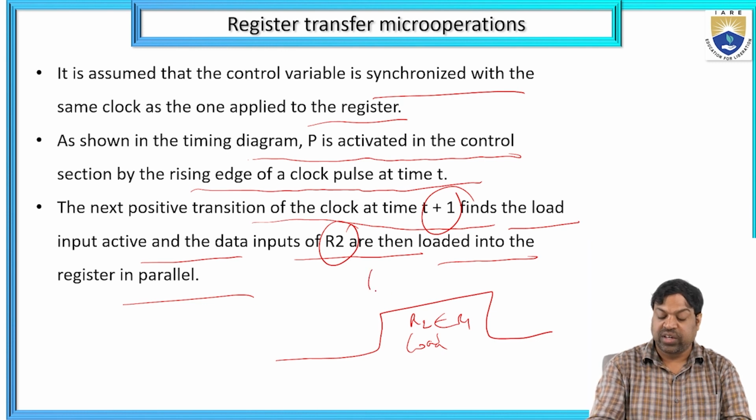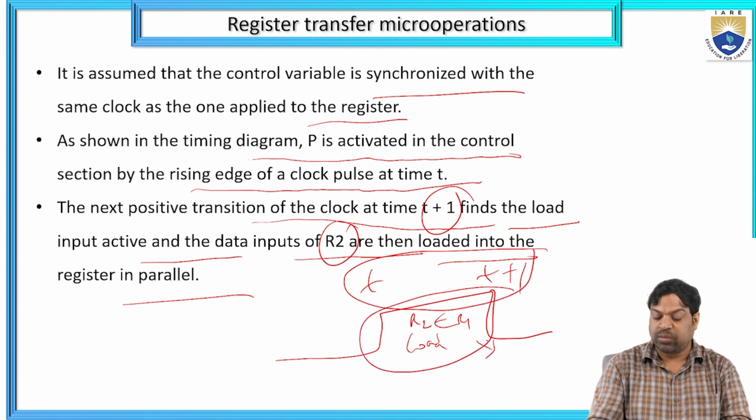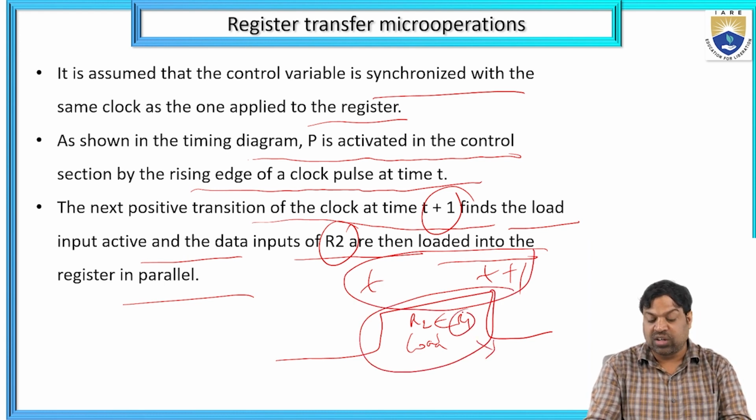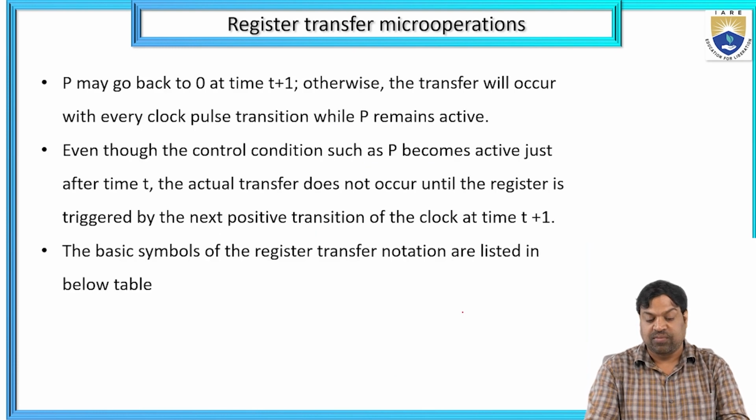What is the time? Here, maybe T to T plus 1. So in the duration of T to T plus 1, the load is enabled. That means R1 data is transferred to R2. Okay, that is it. And P may go back to 0 at time T plus 1.